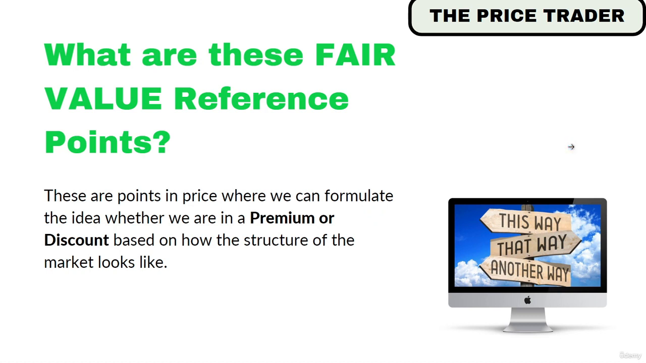So what are these fair value reference points? Essentially, these are just points in price where we can formulate the idea of whether we are in a premium or a discount based on how the structure of the market looks like. We've already looked at defining a price range. So once you have defined your price range and you have defined your market, whether it is in a premium or a discount, there are points within the premium or the discount that you want to now reference, specific points where you can say that maybe I'll position myself here for a buy or a sell based on whether the market is bullish or bearish.